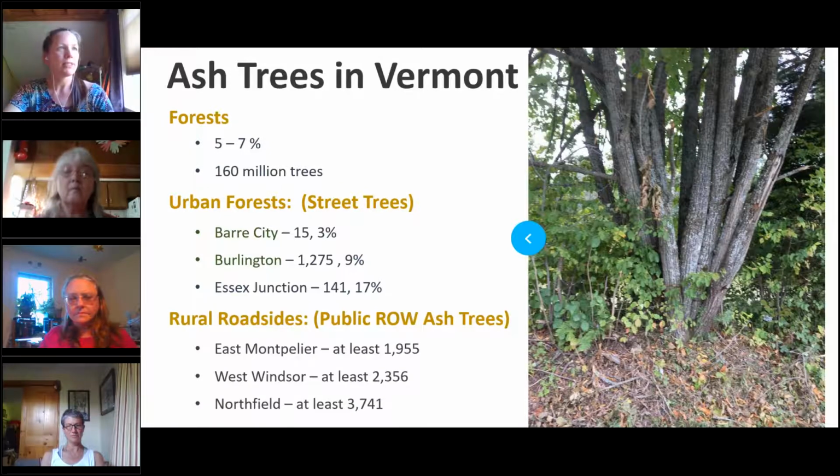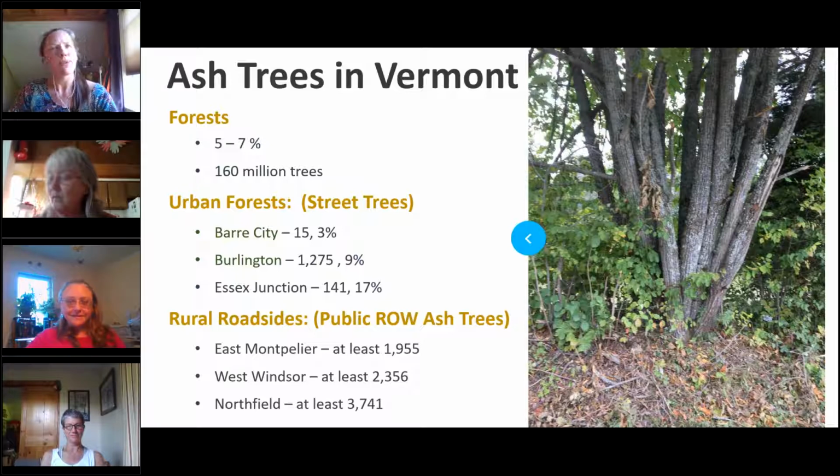But on rural roads, you see trees that are often more stump sprouted. They have definitely a rougher history. They may not have been one tree that was planted on its own. But we have some towns that have completed their roadside ash inventories. So East Montpelier, I know they've got about 55 miles of road and they had almost 2,000 ash trees. I think Northfield is winning the prize right now with over 3,700 ash trees along their rural roads, something like 70 miles of rural roads.